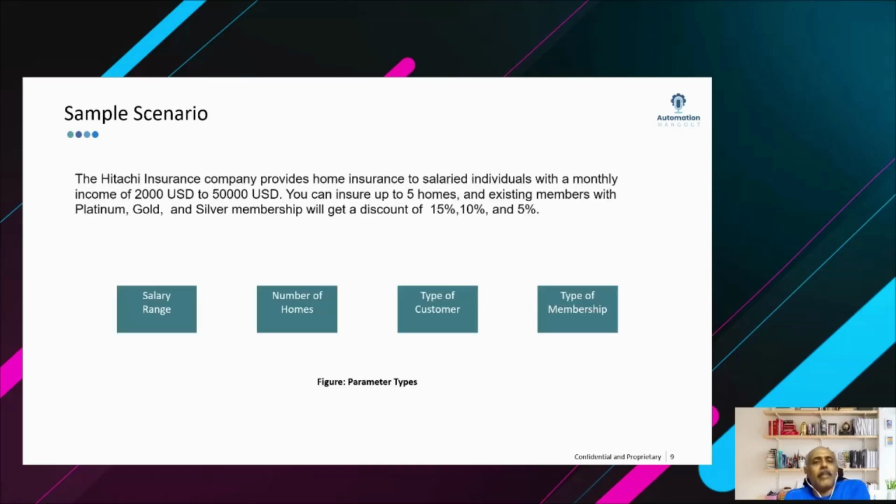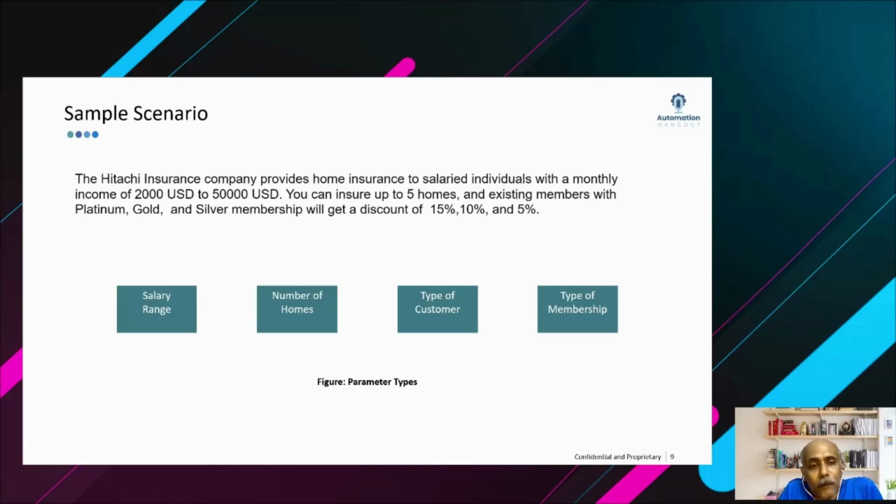Let's take a simple scenario where you have an insurance company providing home insurance to people who are salaried, and the salary range should be somewhere between 2,000 to 50,000 US dollars, and I can insure up to 5 homes. And if I'm an existing member, the benefit is, if I'm a platinum, gold, or silver member, I'll get a discount of 15, 10, and 5% on the insurance premium.